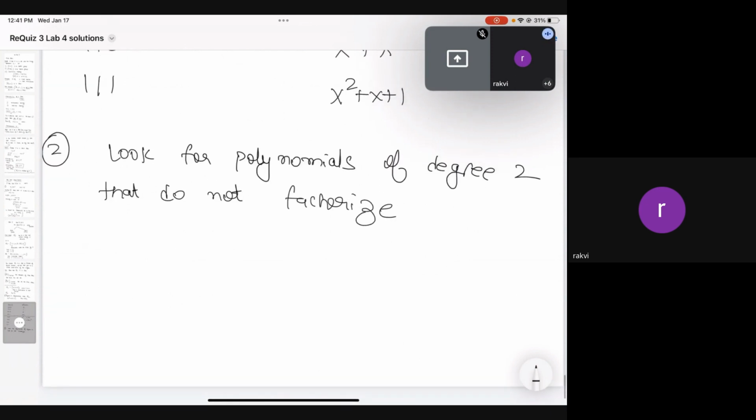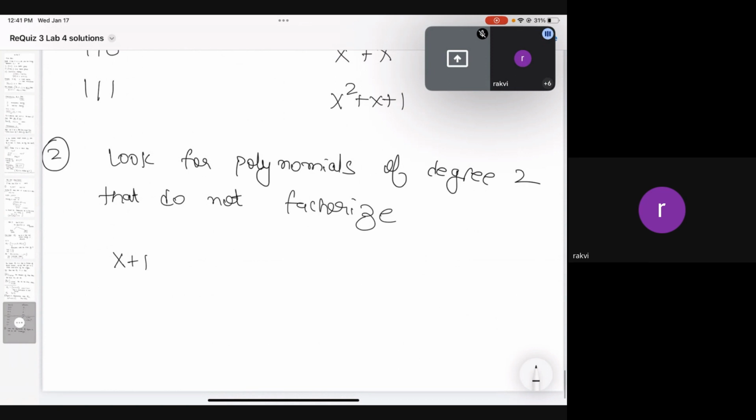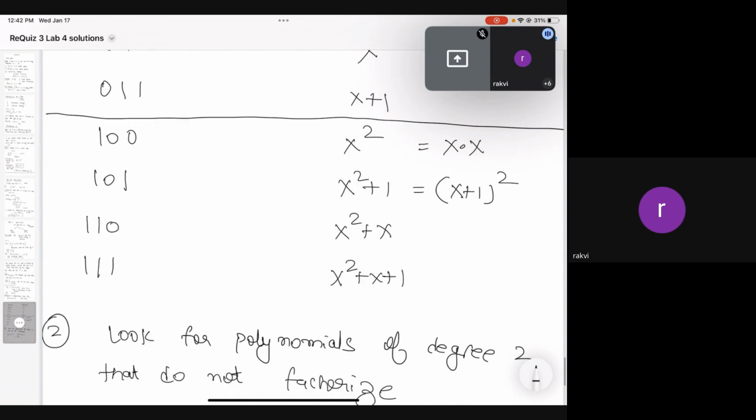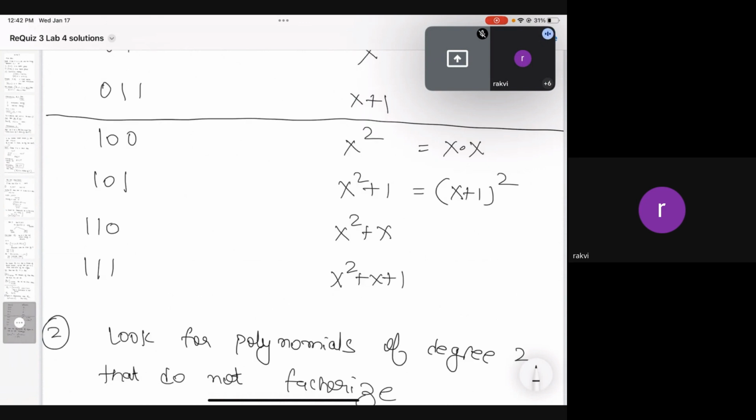Because if you just think about it, x plus 1 squared is x squared plus 2 times x plus 1. But we are thinking of these polynomials over F2, right? 2 times x, 2 is just 0 for me. So this is in fact x squared plus 1, right? So this factorizes. x squared plus x also factorizes: x times x plus 1. x squared plus x plus 1. This doesn't factorize. Okay.